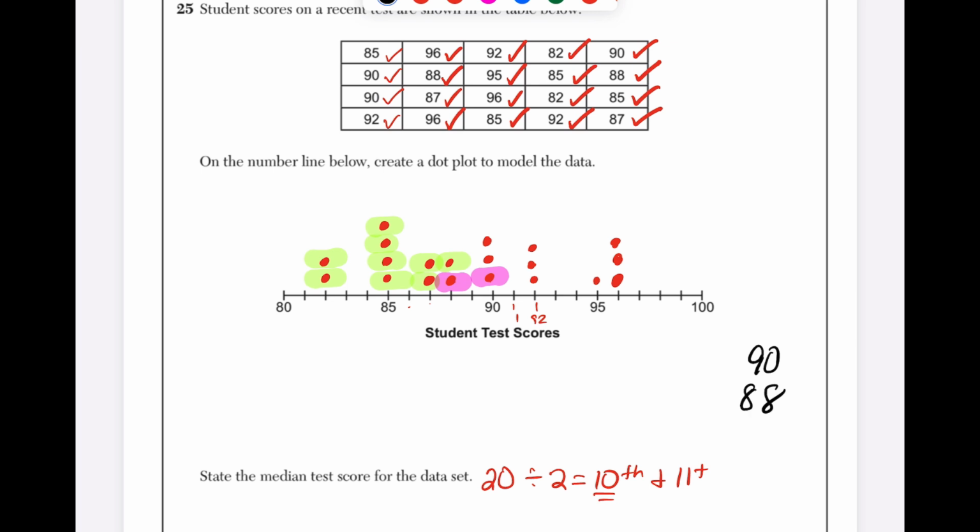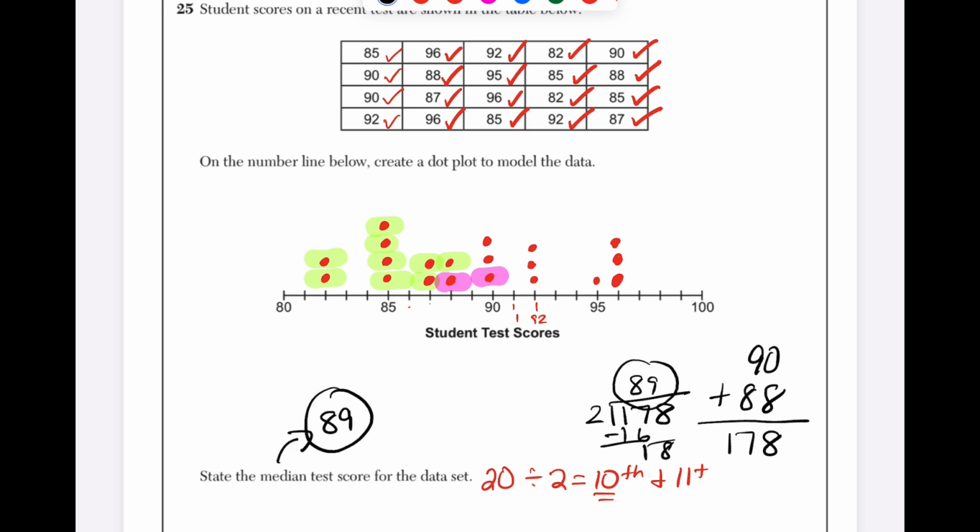Like I said before, because there are 2 values in the middle, to find the median we add them. That gives us 178. Then we divide by the number of values. There were 2 values in the middle, so I'm dividing by 2, and that gives me 89. So my median test score for this data set is 89. My dot plot was drawn well, and I now have a full 2 points on number 20.